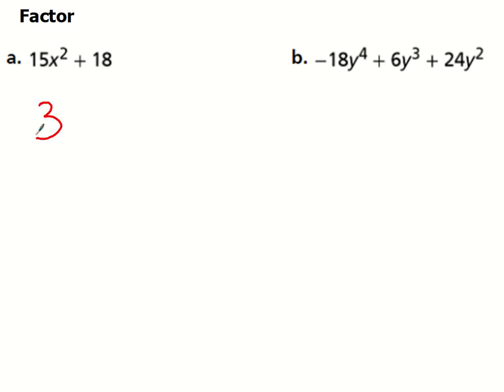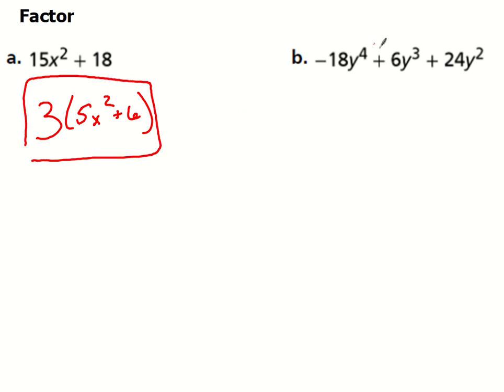So for this one, my greatest factor is just 3. So that's going to be 5x squared plus 6. Okay, because this doesn't have any x value, so I can't factor out an x. I'm done. That's what it's going to look like after factoring out a 3.